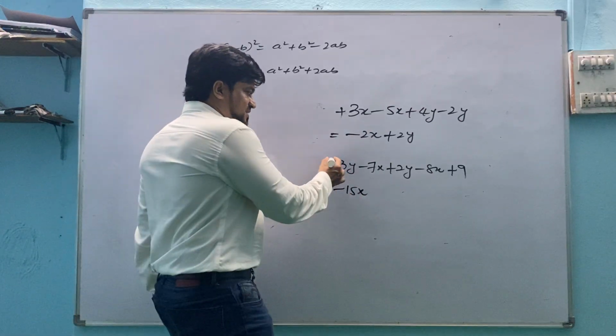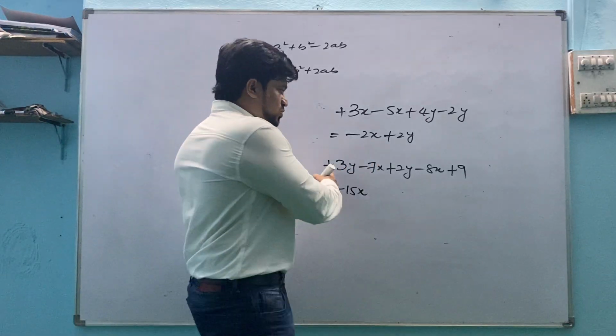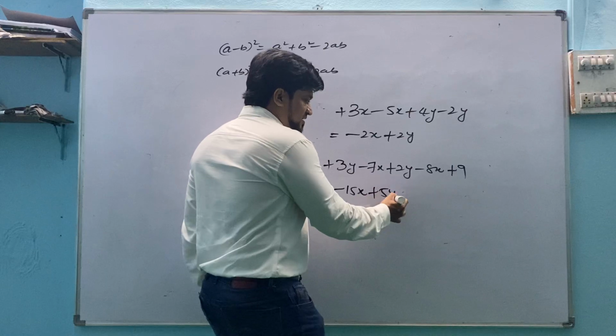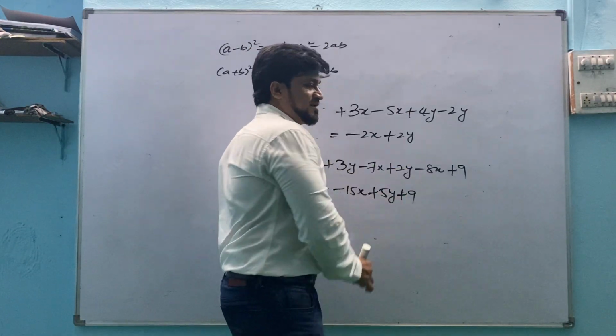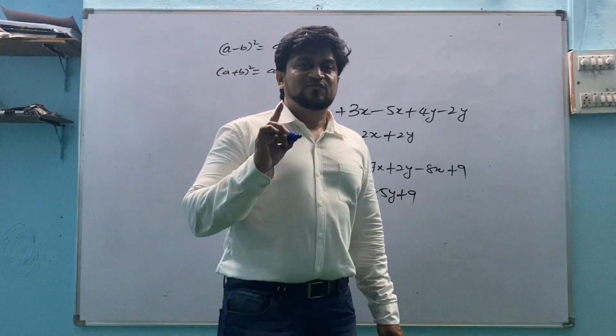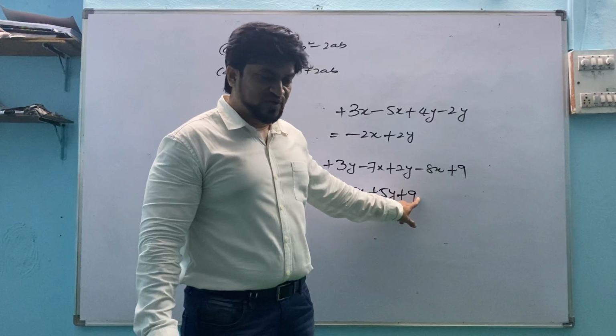Then y terms, this is 3y plus 3y plus 2y. How many y terms are there? 2, both are positive, add up, 5y. And plus 9 as it is, because 9 is a constant term. Constant means the term which doesn't have any variable to it. See, you don't find any variable x or y to 9.